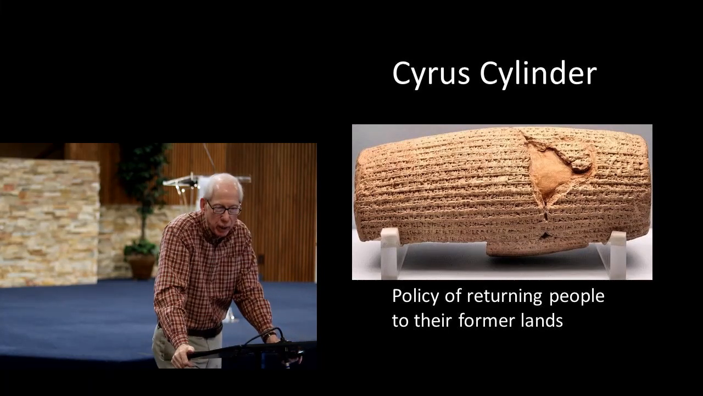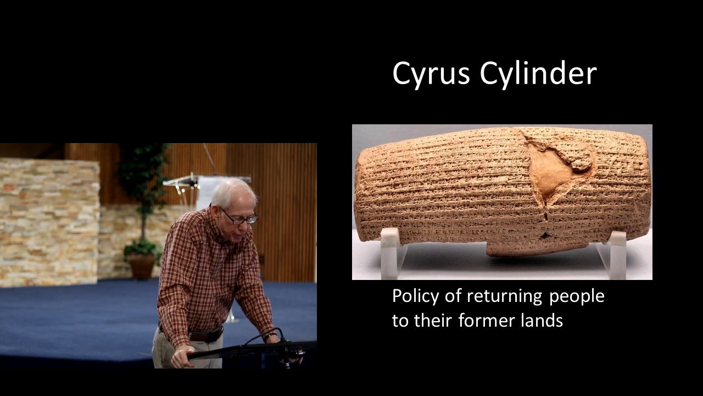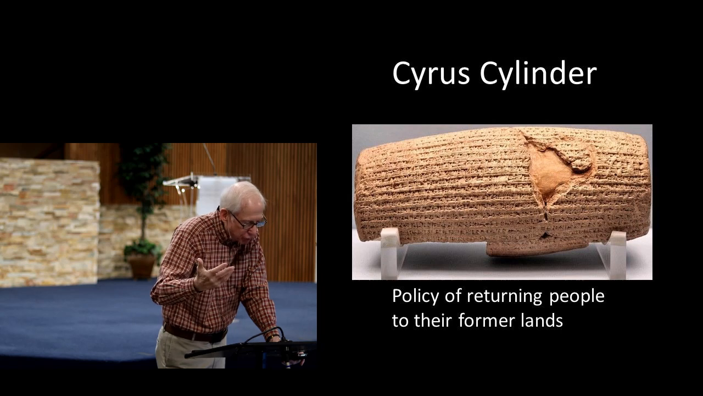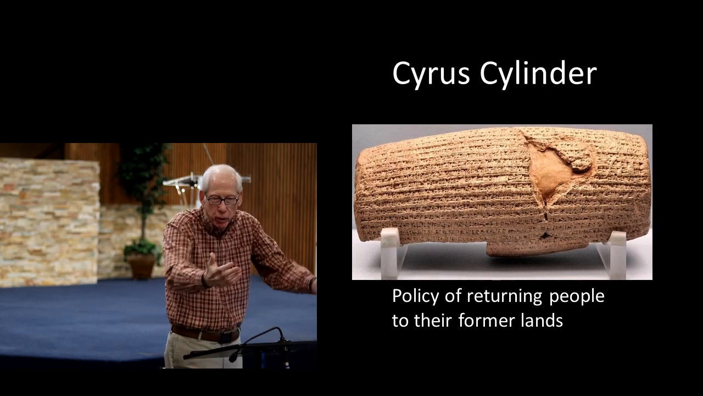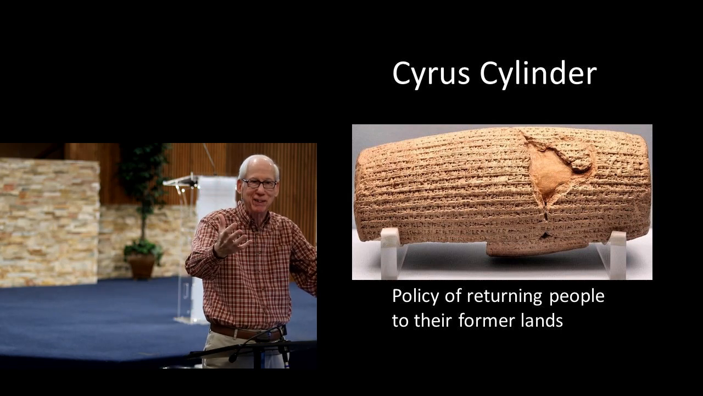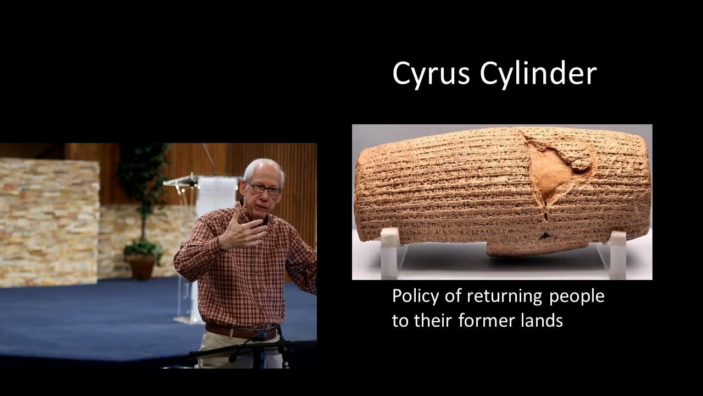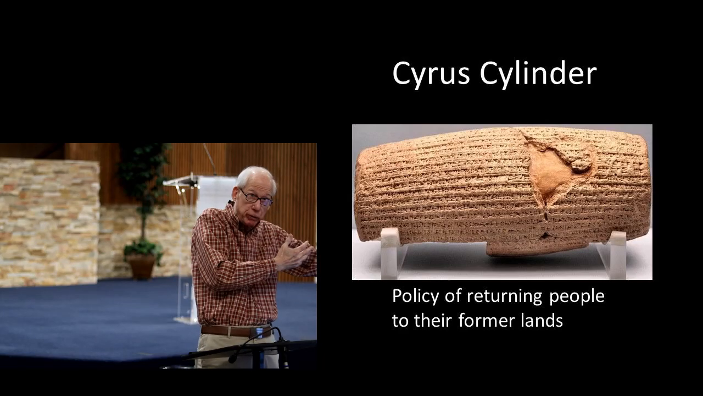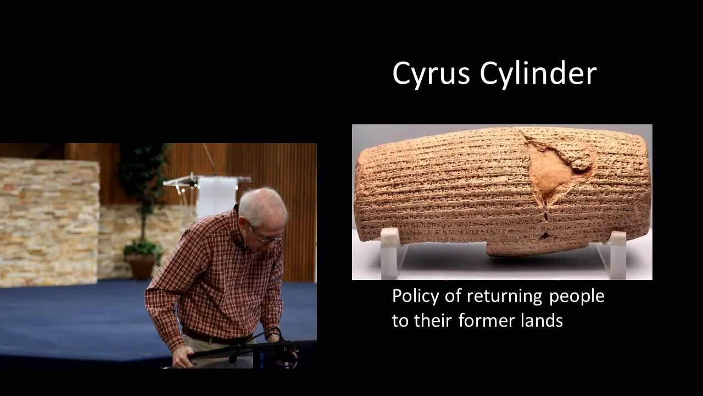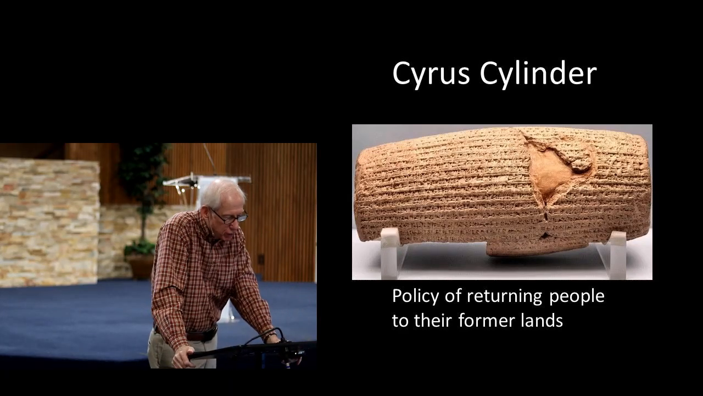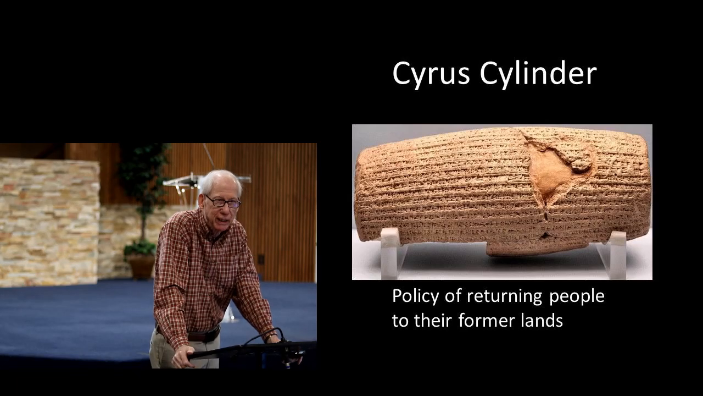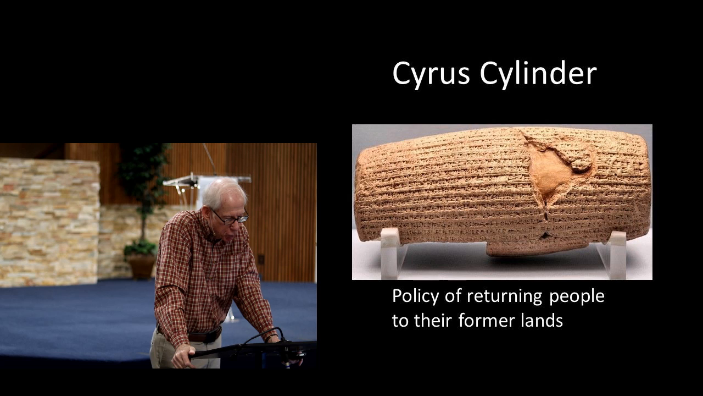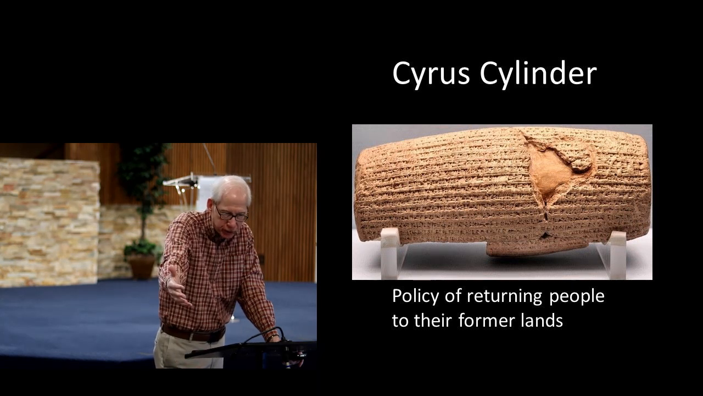So Cyrus credits the god Marduk with selecting him and giving him the task of ruling the world. But you and I know that he's God's instrument. Even if he's oblivious to that fact, he's God's instrument in allowing Israel to return home. You see that in Isaiah chapter 44, verse 28 through 45, verse 6. But here we have the policy of returning the people to their former lands. Again, confirmed, the Bible says this.